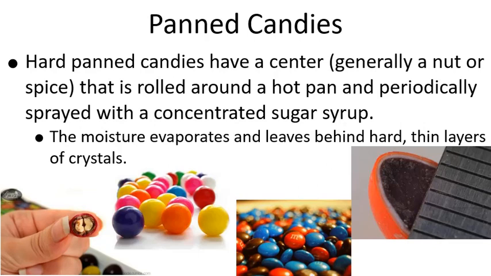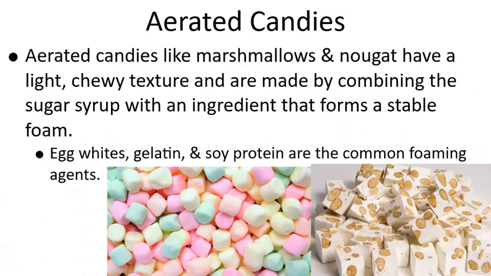We'll often add a variety of different colors to different batches of hard candies, and then mix those batches together to make a colorful mix of candies as you see in M&Ms. Okay, now let's turn away from crystalline candies to the third category of candies, those whose texture is modified with gums, gels, and pastes.